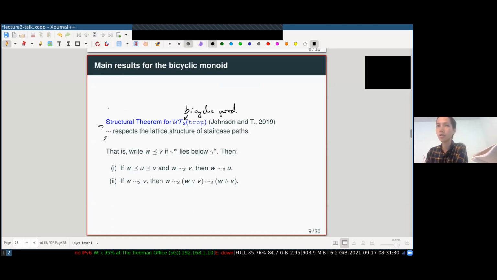It says that this notion of equivalence, if I think of it as a notion of equivalence on paths, so W is equivalent to V if and only if, I identify W with its path, then this equivalence respects the lattice structure of the staircase paths. Namely, if I have a path W and a path V, where the path of W lies below the graph of V, and suppose that V and W are equivalent, then that means any path that gets sandwiched in between would also form a word that's equivalent to both V and W.